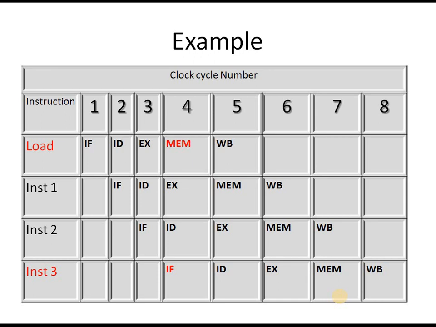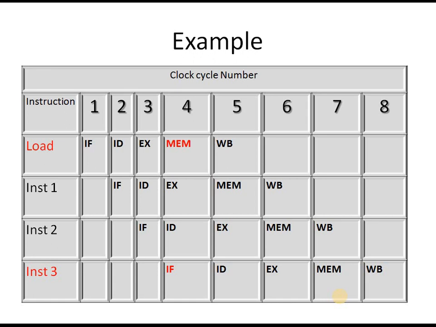A machine has a single shared memory pipeline. Here we are just getting that concept through this example. A machine has a single memory pipeline for data and instructions. As a result, when an instruction contains a data memory reference, a load, it will conflict with the instruction fetch for a later instruction, that is instruction 3. These are clock numbers 1, 2, 3, 4, 5, 6, 7, 8, and these are the instructions: load instruction 1, instruction 2, instruction 3.